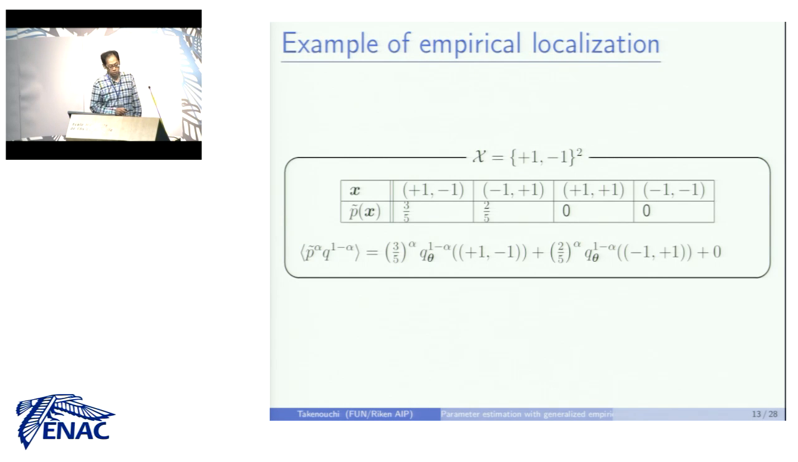So this is a simple example of the empirical localization. Let us consider the two-dimensional binary space. So we have four candidates for the sample, and we have an empirical distribution like 3 over 5, 2 over 5, 0, 0. So this term can be calculated like this. So we can ignore the unobserved samples completely.